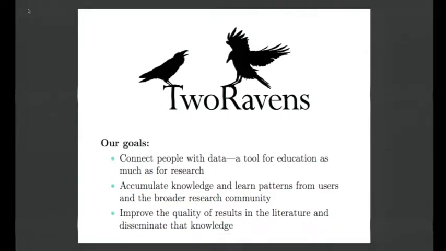Our goals on the project are larger than that. One goal is to connect people with data. And I realize that's a lot of the Privacy Tools project, that's a lot of Dataverse, but that's also part of Two Ravens, connecting people with data. And in this sense, it's a tool for education as much as it is a tool for research. But there is a large research component as well, and that involves accumulating knowledge and learning from users and learning patterns about how people interact with particular types of data. And the idea is that we want to use the knowledge and the discovery of these patterns to improve the quality of results in the literature and so disseminate this knowledge.